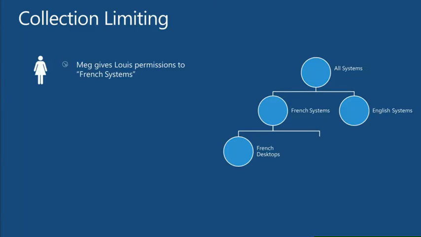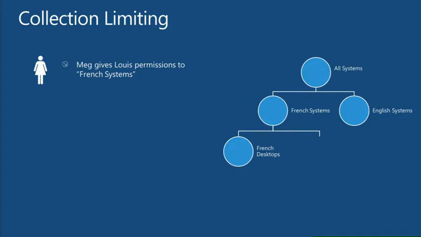So if Meg's the highest level admin, she would have access to all systems. And if she wants to give Louis access to just French systems, she would build a limited collection based off of all systems that scopes to French systems. So maybe all the French systems have FR as the beginning characters of the computers, and we can actually write a custom query on that and then build that collection off that.